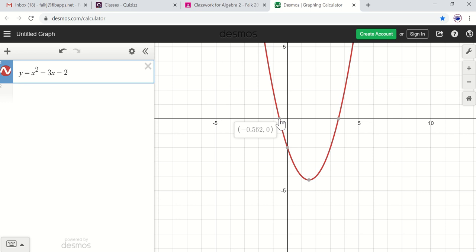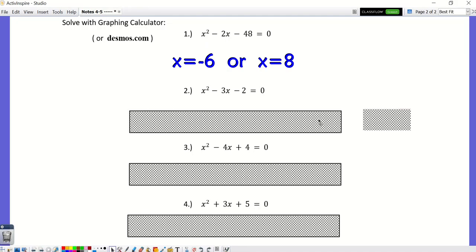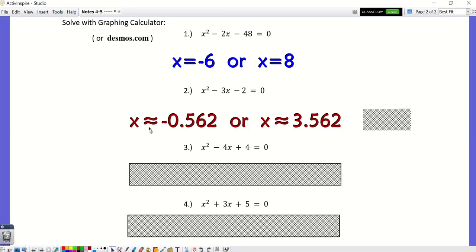Now people, that is most likely an approximation. And over here, 3.562 comma 0, once again, that 3.562 is probably an approximation. So that's why I have this approximately equal to in these answers. Approximately equal to negative 0.562, or x is approximately equal to 3.562. So it's okay to have these answers with this assignment.